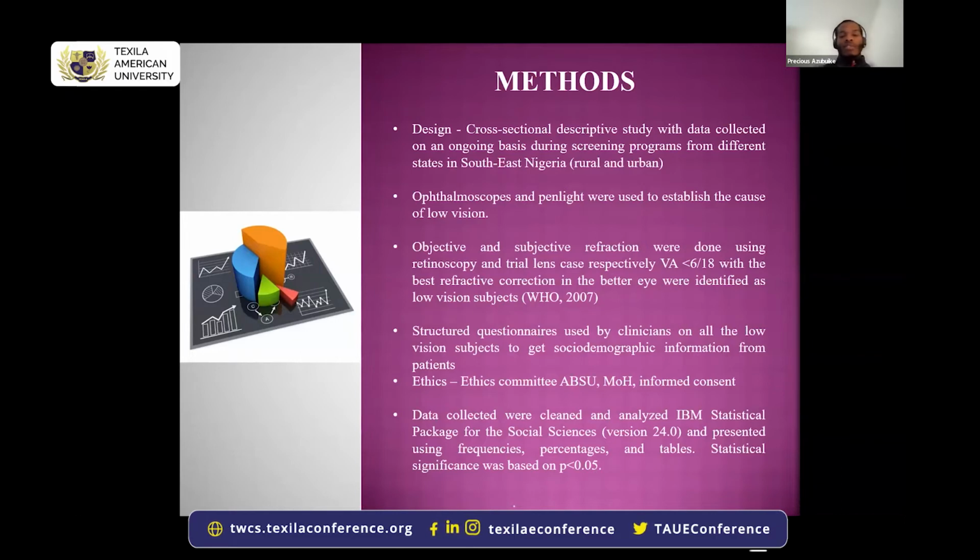In terms of ethical consideration, we got ethical approval from the Abia State University Ethics Board and the Abia State Ministry of Health, and of course, informed consent. During the screening, for people who were younger than 18 years, we obtained consent from their parents. Data collected was cleaned and analyzed using the Statistical Package for the Social Sciences, and significance level was tested at 95%.